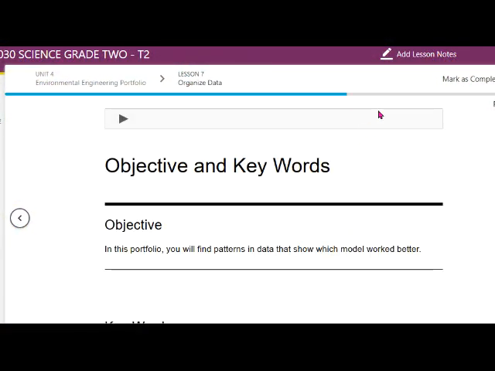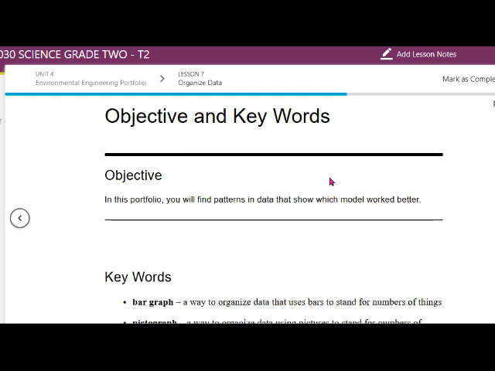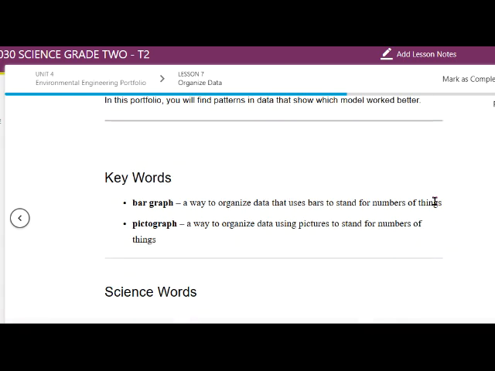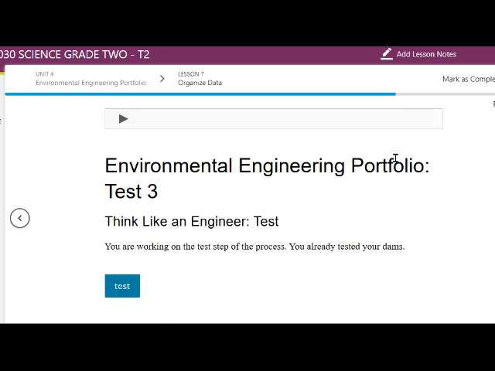Now you will find patterns in data which show which model worked better. So you're going to analyze your graphs just like I just did. Remember, a bar graph is a way to organize data that uses bars to stand for numbers of things, and a pictograph is a way to organize data using pictures to stand for numbers of things. You can use either one of those.